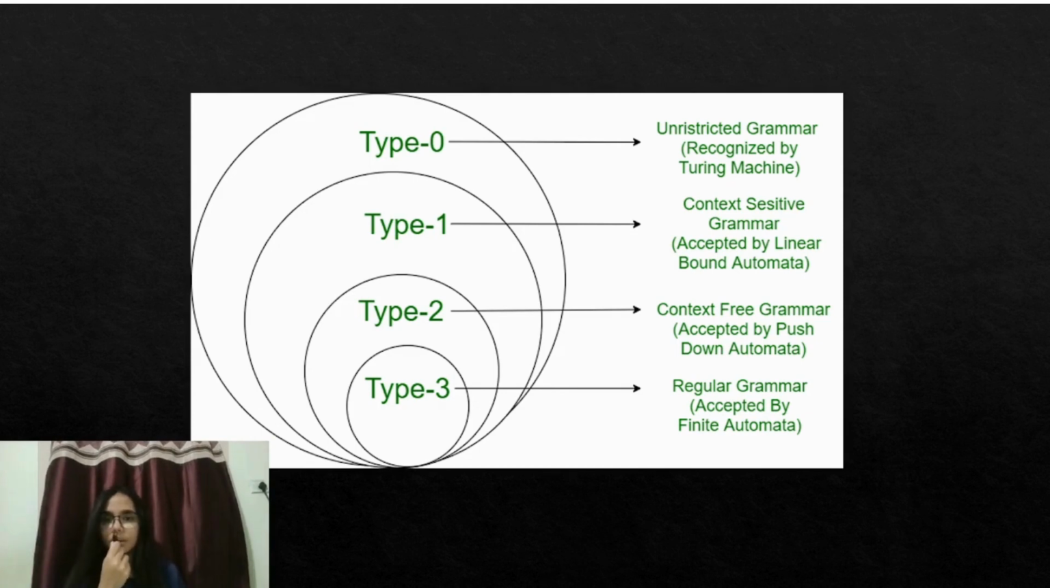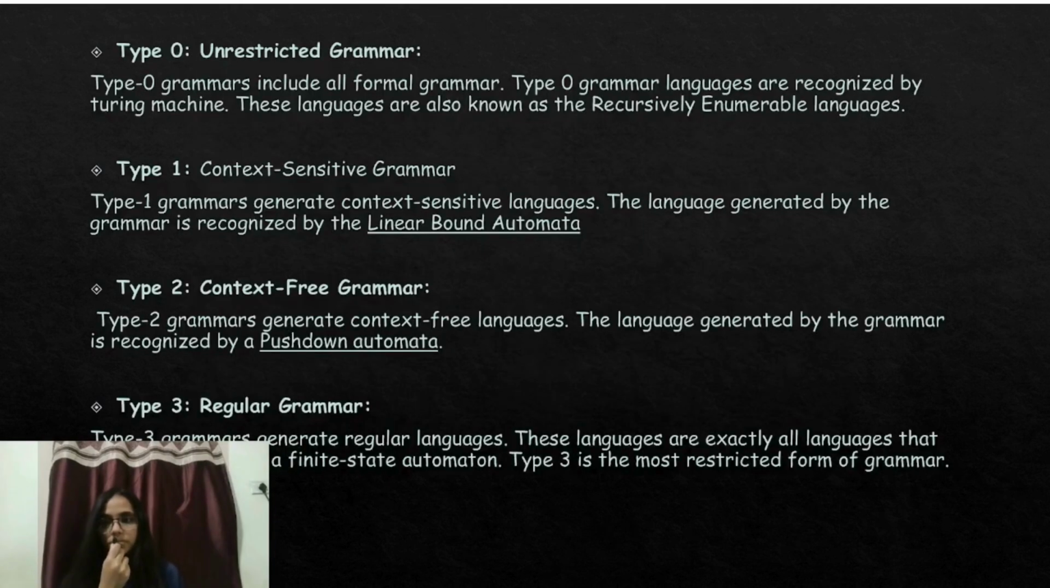Let us proceed with the analysis of all these grammars. Type 0 grammar is also known as unrestricted grammar. Type 0 grammar includes all the formal grammars. Type 0 grammar languages are recognized by Turing machine. These languages are also known as recursive enumerable languages. Type 1, context sensitive grammar. Type 1 grammar generates context sensitive languages. The language generated by the grammar is recognized by linear bounded automata.